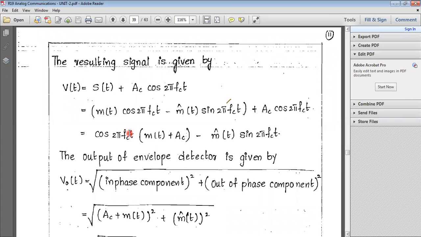What are the in-phase signals here? If you observe the first component, this is in phase. And if you observe this one, that is m cap of t, this is out of phase. Cos 2 pi f ct is the in-phase signal, sin 2 pi f ct is the out-of-phase signal. That is, after a 90 degree phase shift, we got this signal, sin 2 pi f ct. Therefore, this is considered as the in-phase signal and this is considered as the out-of-phase signal.